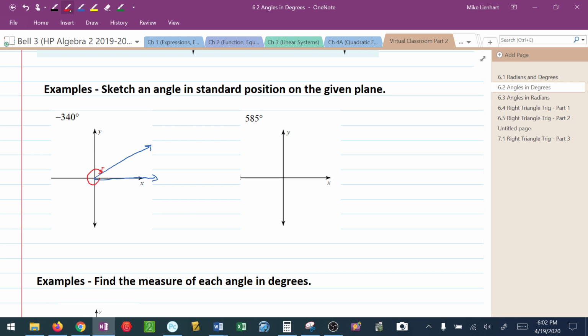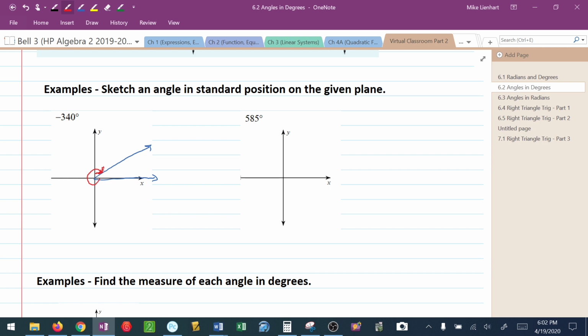Sorry, that arrow's not really turning out too great, but you kind of get the idea: from the initial side, what direction I traveled to get to negative 340 degrees. All that we're going to do is approximate, so we should be pretty good. We should at least have our terminal side in the correct quadrant.